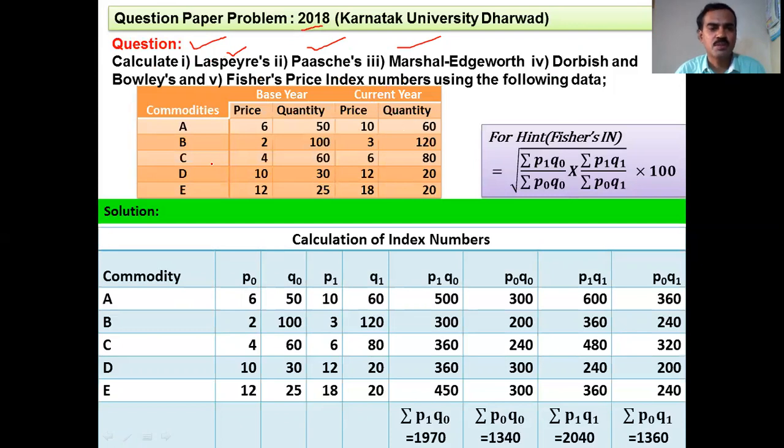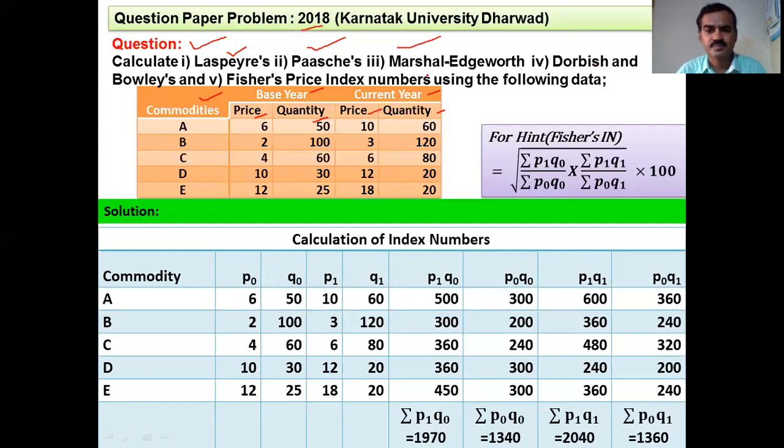First one is commodity. Next is base year price, base year quantity, current year price, and current year quantity, all given. It is about the table given in the question, which requires calculating the Laspeyres index number, Paasche's index number, Marshall-Edgeworth index number, Drobisch and Bowley's index number, and Fisher's price index number.